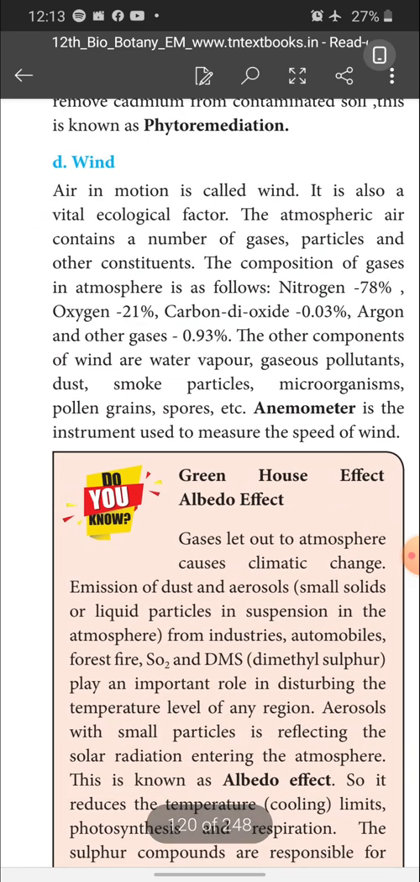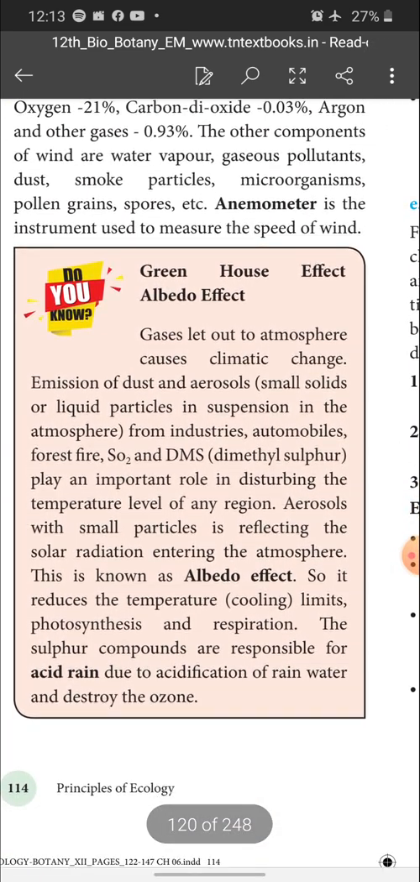This is like an article only. We can go through it. It will be easy. Next, see the "Do you know" paragraph: Greenhouse effect and albedo effect.